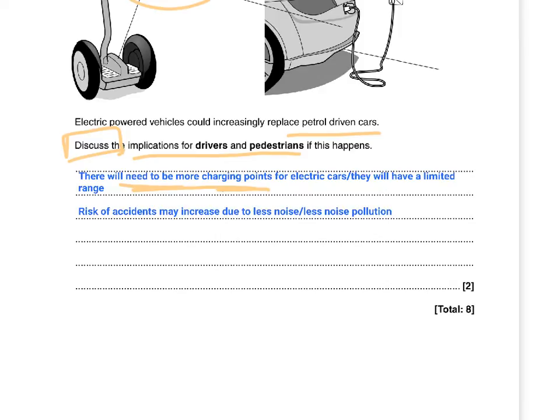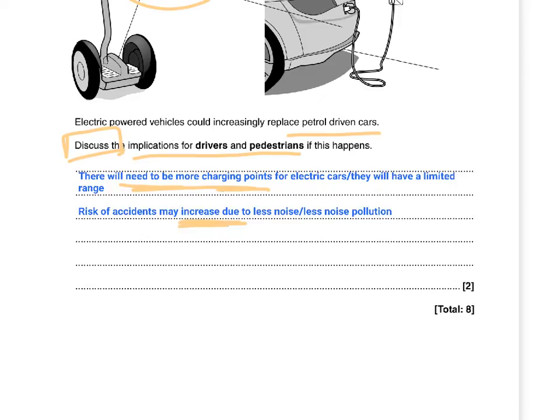So that's for the drivers. In terms of the pedestrians, electric cars on the road would mean that it's much quieter. Now that has 2 major impacts. The first impact is obviously, until we certainly get used to it, it could increase the risk of injury through accidents, just because we do rely on all our senses.